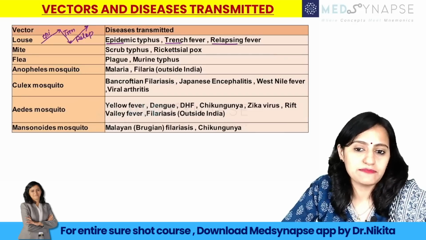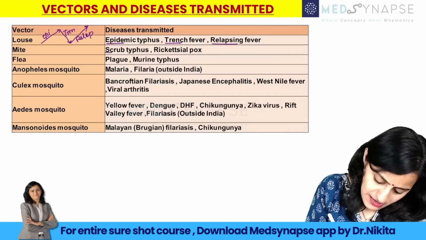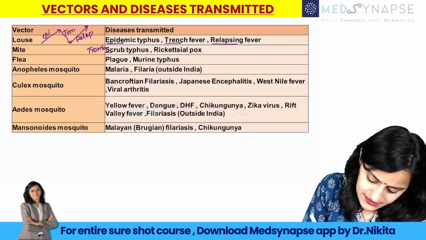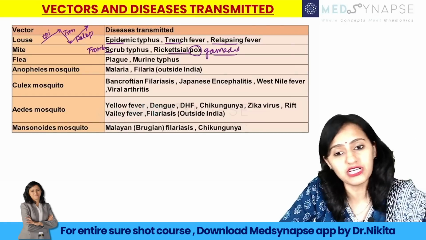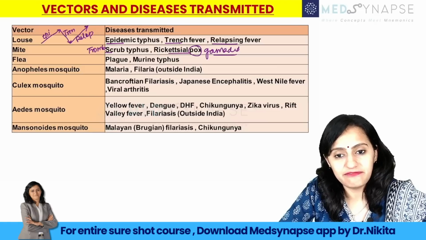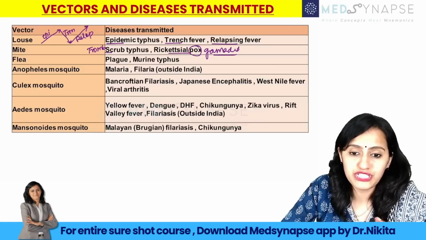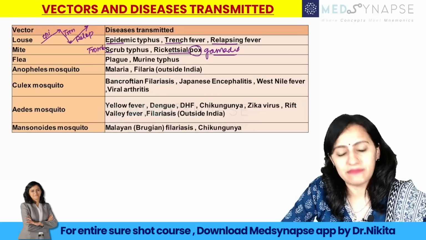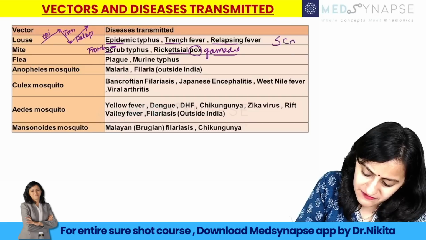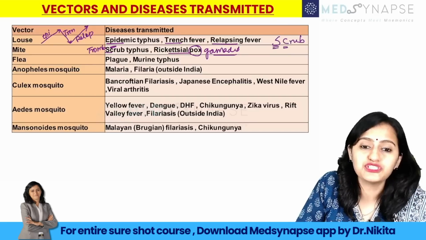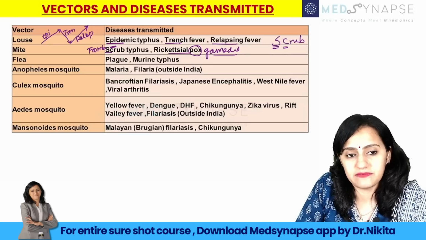Mite: trombiculid mite, gamacid mite. So scrub typhus is trombiculid mite, rickettsial pox, सब कुछ गंवा दिया. We have seen this in rickettsia. So scrub typhus is Tsutsugamushi and it is trombiculid mite. Remember, for scrub typhus we have seen Tsutsugamushi, trombiculid mite.